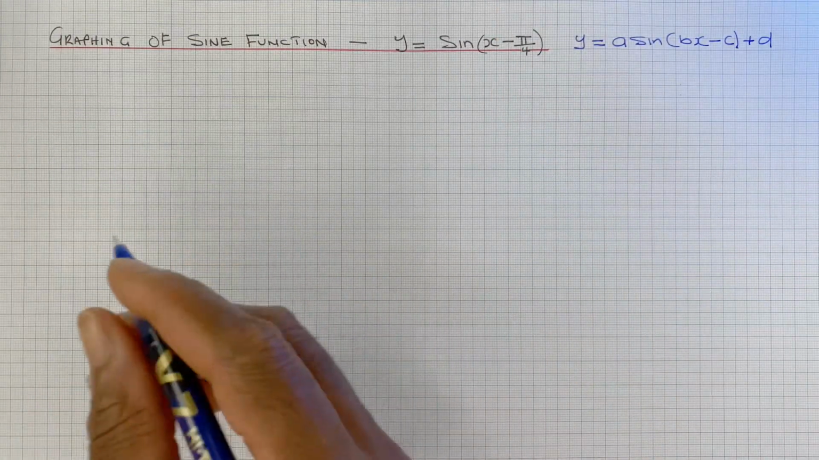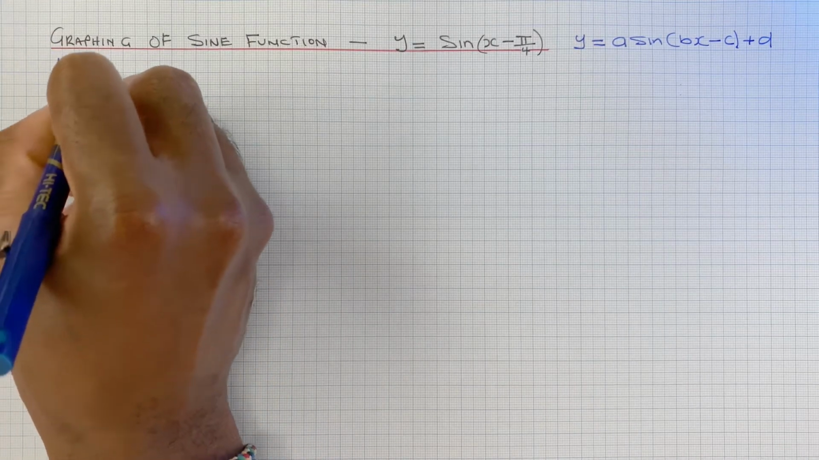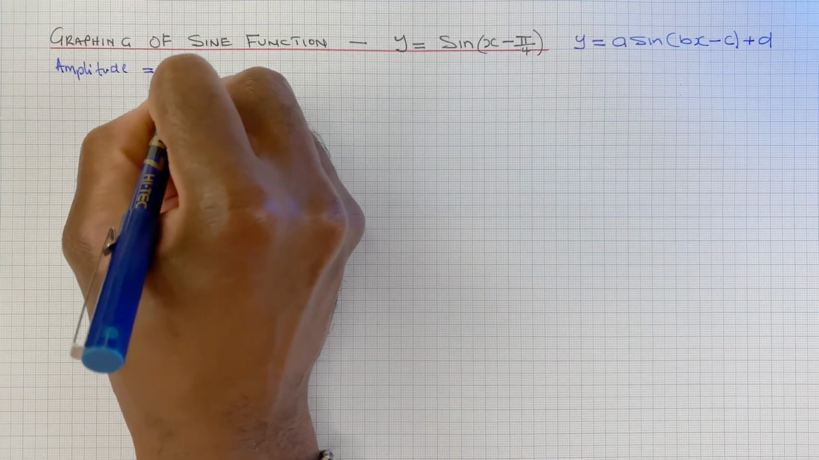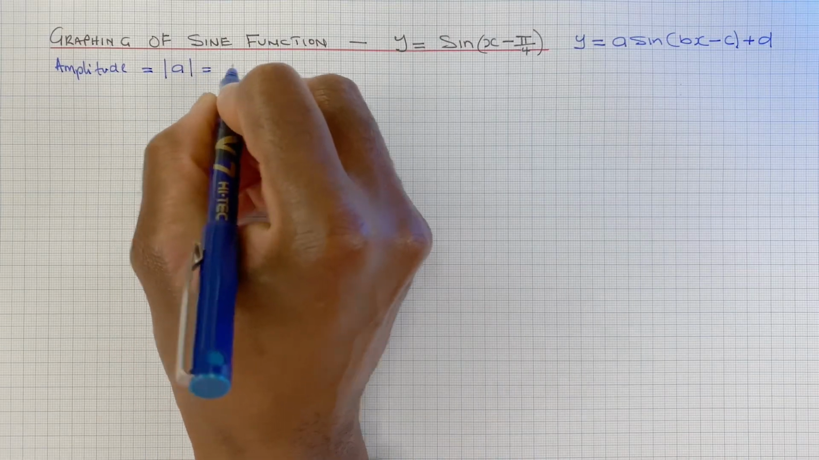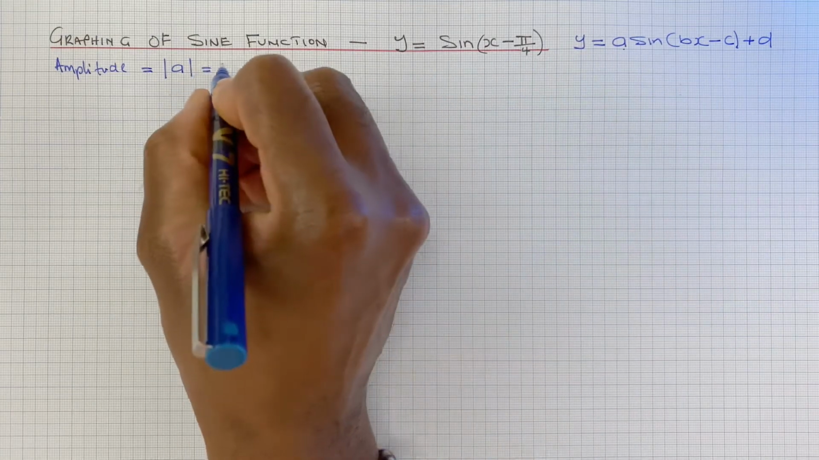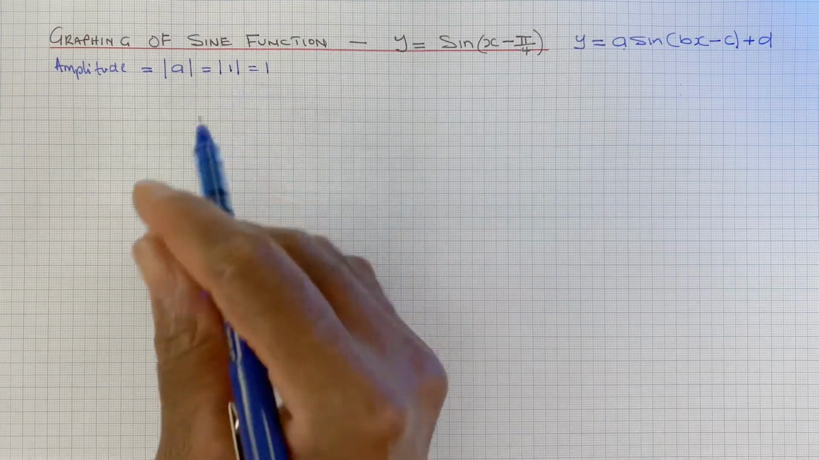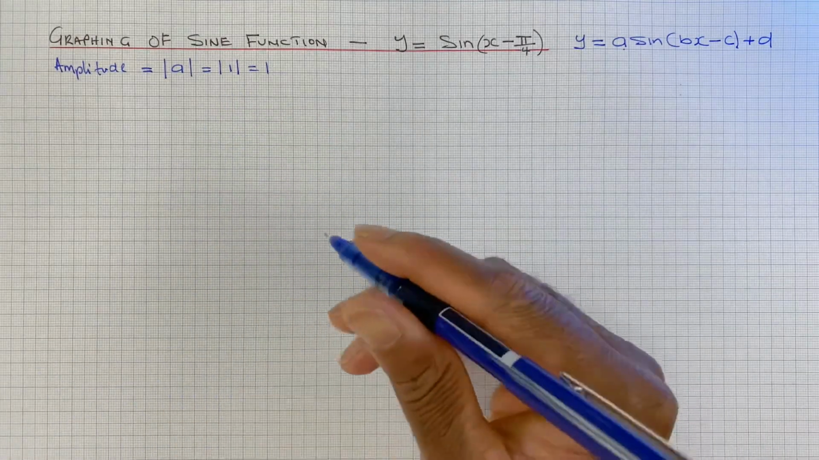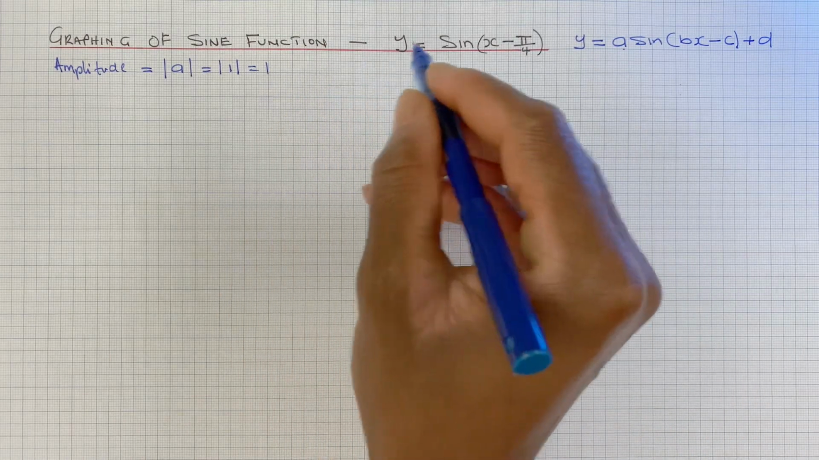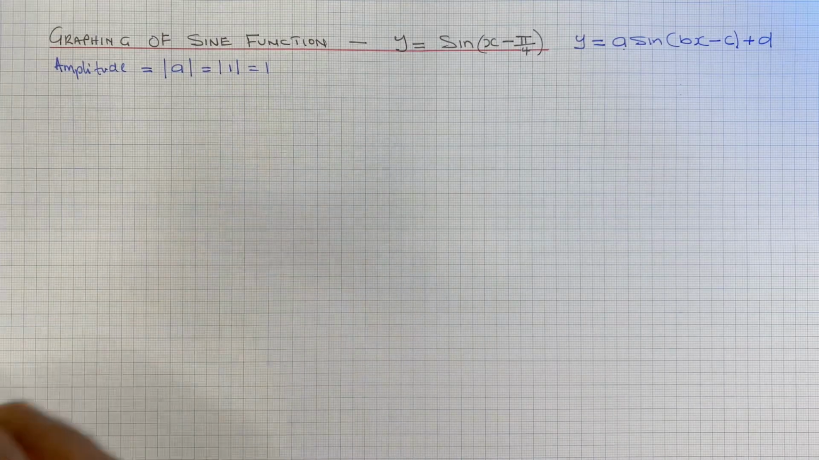The amplitude is what we need to find first, which is what we define as the modulus of a. In this case a is 1, because there's a 1 here, so the modulus of 1 is basically 1. We use modulus because we're just looking for the actual value. We don't want the vector value, which would be plus or minus 1. If it's minus 1, the modulus of minus 1 is still 1.